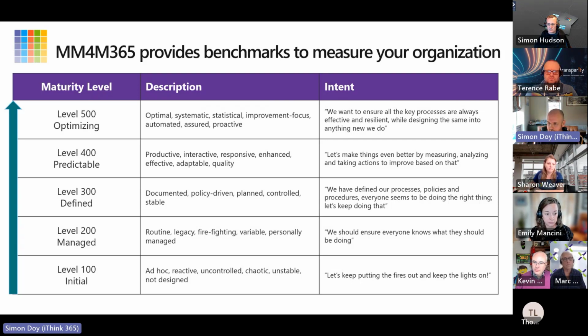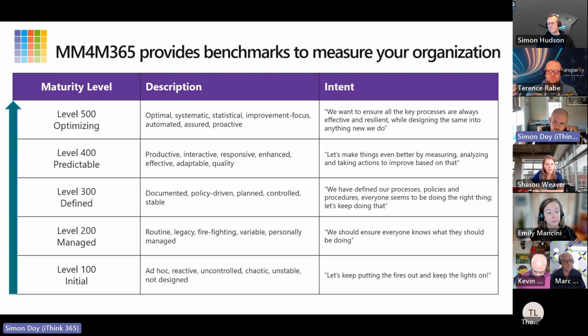Level 300 is what we see as our default level. This is a great place to be. We've defined our policies, our processes, and things are a bit more controlled, and they're stable across the organization. And from level 300 we move to level 400, where we have this predictable stage, where really what we're doing here is we're starting to introduce measurement. We're measuring the things which we're doing, measuring the value we're getting from the various competencies, so that we can then decide what action to take next.